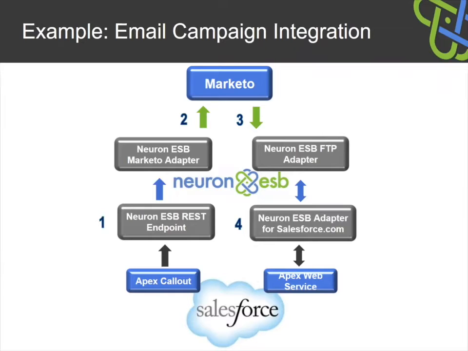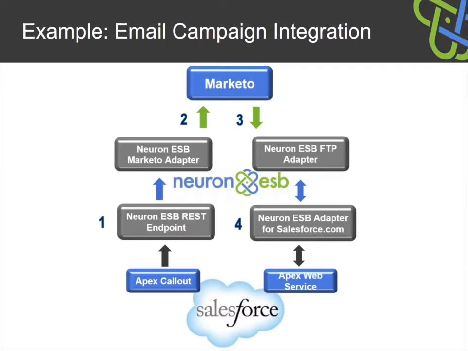So now, if the company didn't want to write custom Apex code, they can certainly configure that as an outbound event within Salesforce. Now, the next part of this is Neuron processes the file, might run a business process, do some intermediate processing on it, and then publishes it to a Neuron topic. Now, Marketo, specifically the Neuron ESB Marketo adapter, subscribes to that message, receives it, processes it.